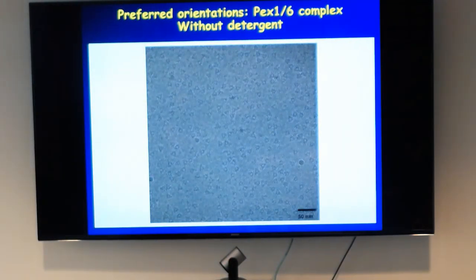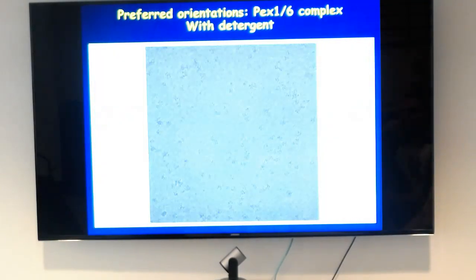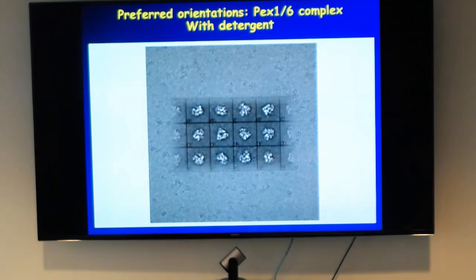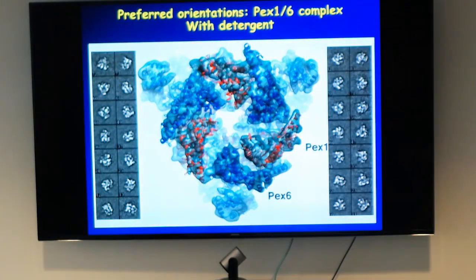So that's another example. This is PAX 16, an AAA ATPase. It looks very nice in the images. You calculate averages, and every single one shows you the triangular top view. So then you add some detergent. It starts to look actually quite horrible in my opinion, but you end up with all kinds of different orientations, and that allowed us then to get a three-dimensional density map.